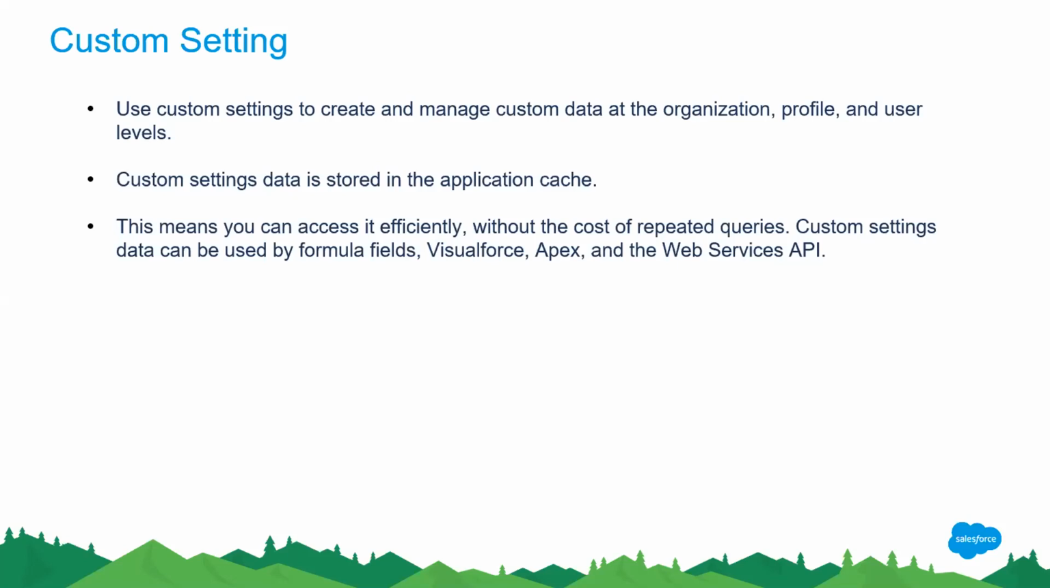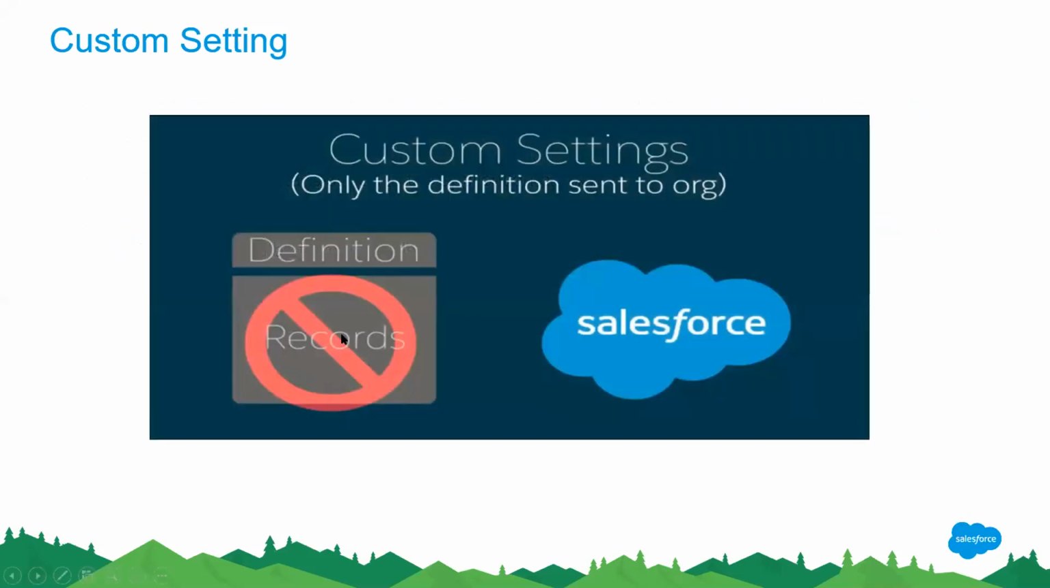You can access custom settings from formula fields, Visualforce pages, and the API. In all these places you can access custom settings. Custom settings are just used to create and manage custom data specific to an organization. On the next screen we have seen what the definition looks like. It doesn't have any records. Let me show you one custom setting that I have created.